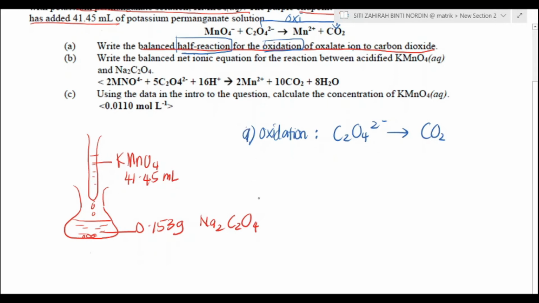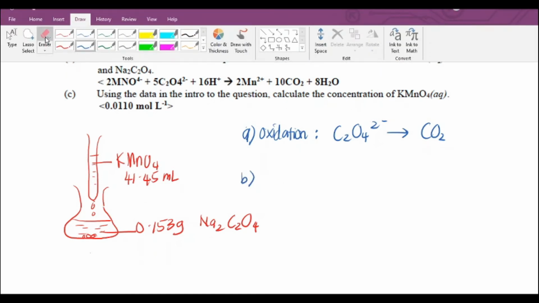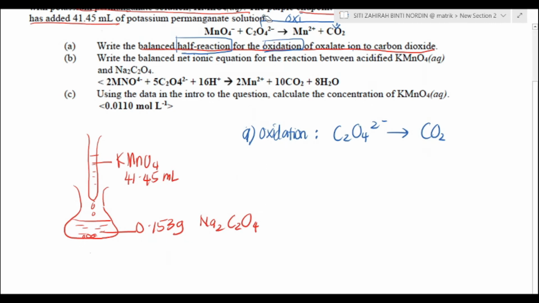Sorry, question A. And question B, I'll write it below. Question B: write the balanced net ion equation for the reaction between acidified potassium permanganate and sodium oxalate. So whenever you meet the word ion, it means to do the ion electron method.